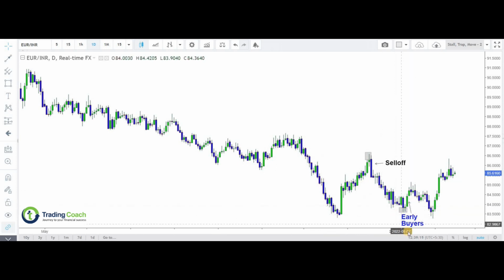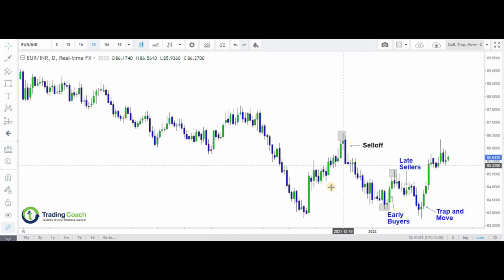Right after these early buyers, once again the market went up and gave a small reversal, and we have a set of late sellers. The people who are pretty late in the market have taken short positions, and because of that you can see the prices continue to tumble. I have zoomed in the chart a little bit so that you can clearly see what's happening here.